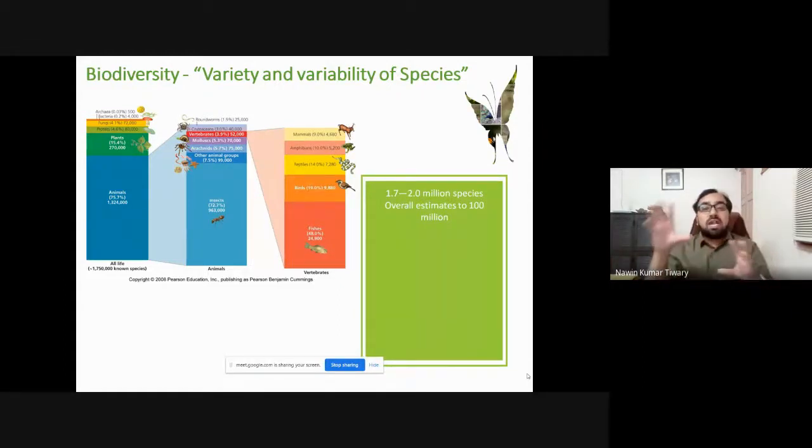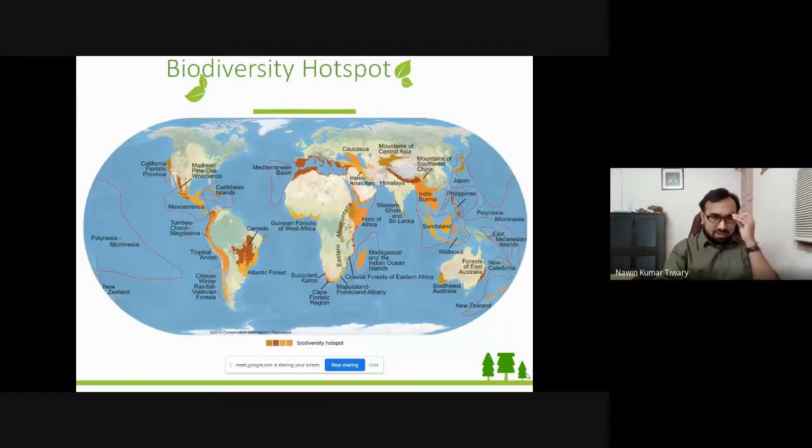And the vertebrates, if we expand them: mammals, amphibians, reptiles, birds, and fishes. We have the largest diversity in fish, around 24,900 species in the world. Birds, around 10,000 species. Reptiles, around 7,000 species. Amphibians, 5,200. Mammals, roughly around 4,600 species in the world. So we have a huge number of species around us, but what is alarming is that they are also declining at a very fast rate.